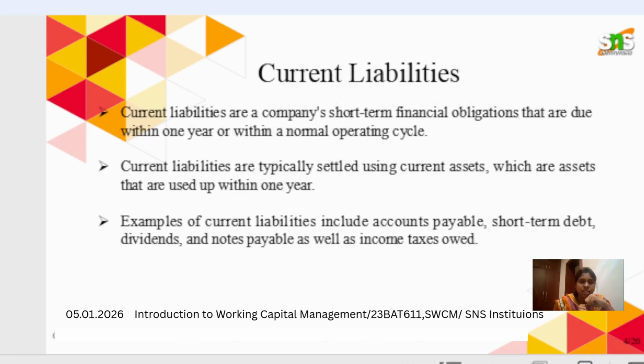The next is current liabilities. Current liabilities are the company's short-term financial obligations that are due within one year or within a normal operating cycle. They are typically settled using current assets, which are the assets that are used up within one year. Examples of current liabilities are accounts payable, short-term debts, dividends, notes payable, as well as income tax owed. The difference between current assets and current liabilities is the working capital.